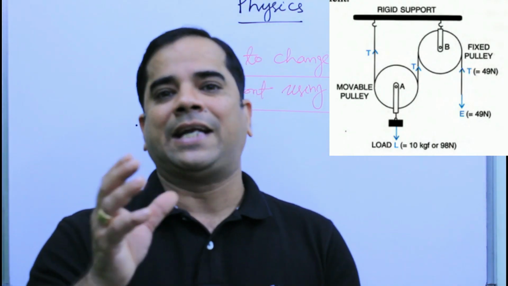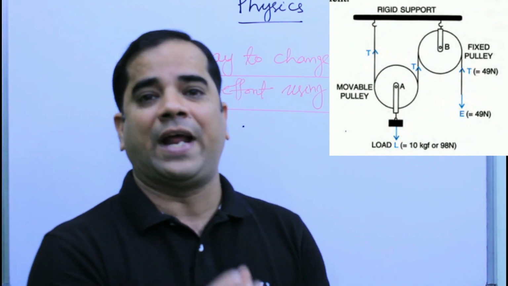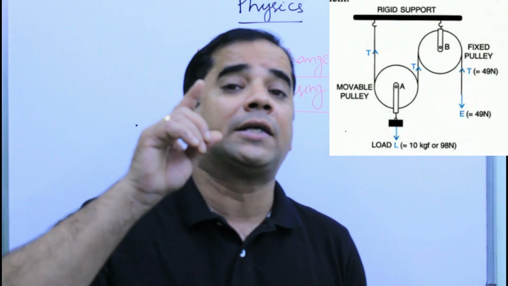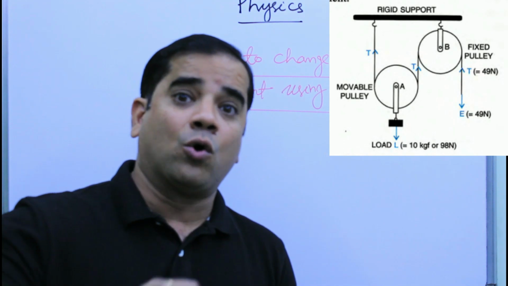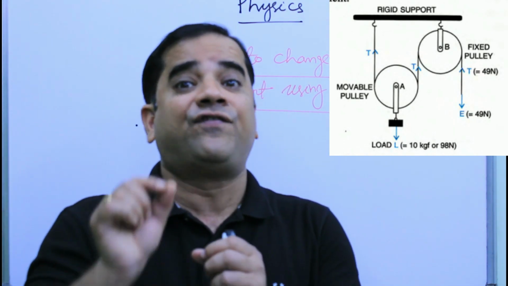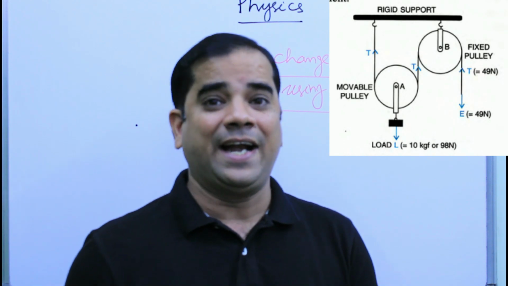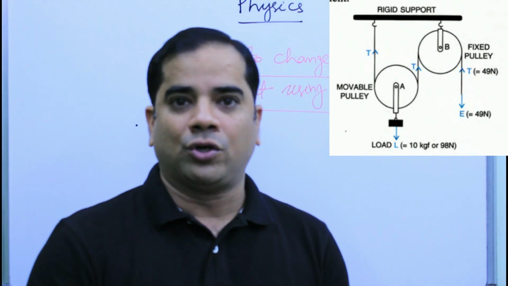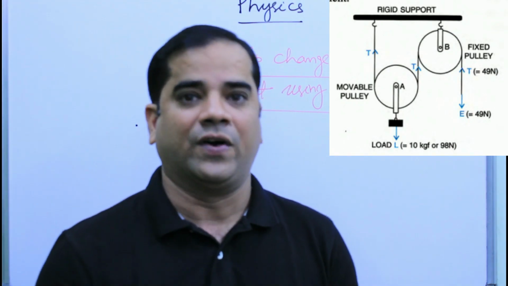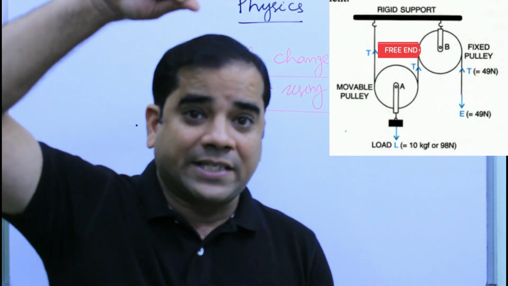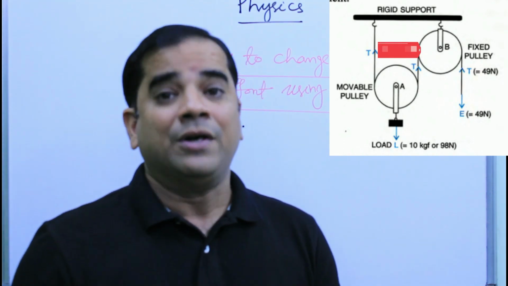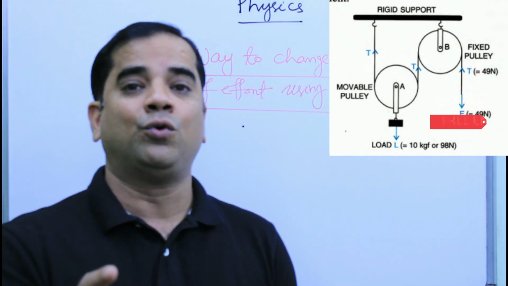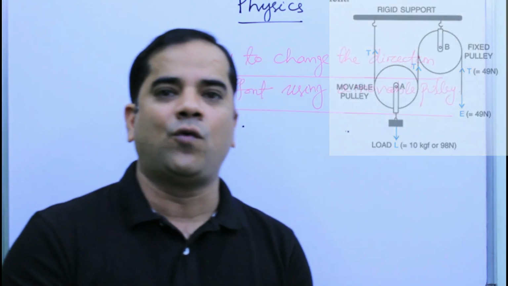As you can see in the diagram, load is attached to the frame or the axle of the movable pulley. The string which is passing through the single movable pulley is now going through the single fixed pulley, and the free end is now in the downward direction where we put the effort. So now we have changed the direction of effort, which was previously upward through a single movable pulley, to downward when we connect our single fixed pulley to the string. Okay, so in this way we can change the direction.